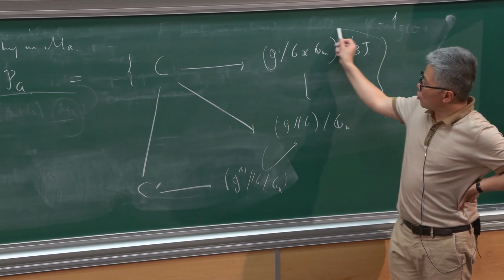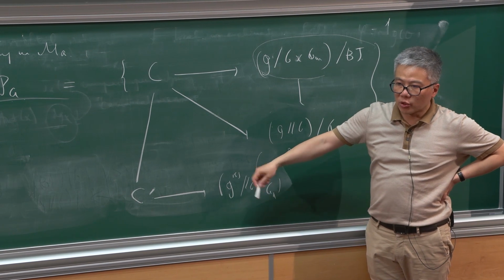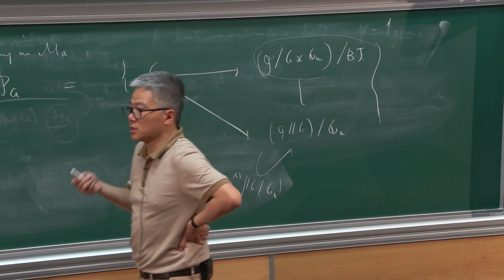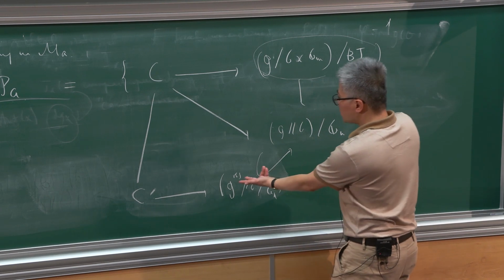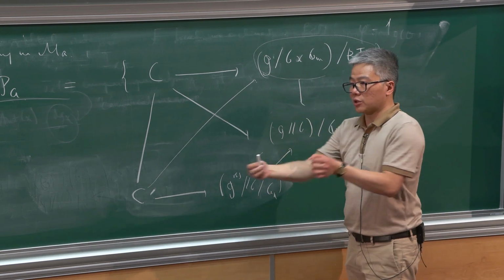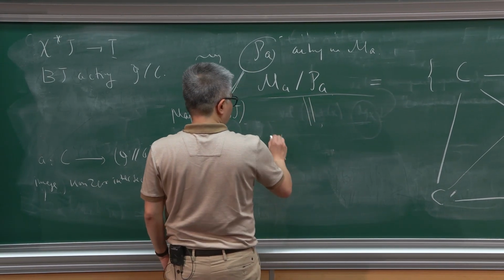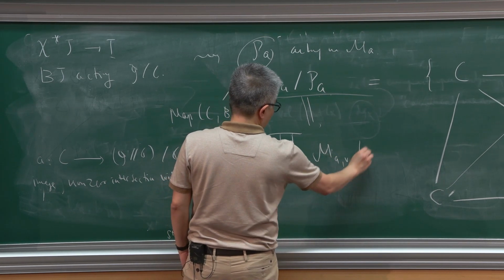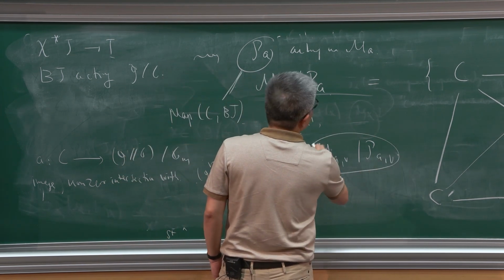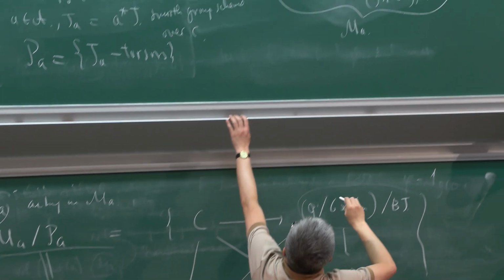But now this complicated stack, as I explained, is actually an isomorphism over this, right? Because over regular semi-simple, there is no singular conjugacy class. So this is an isomorphism. So there is no choice to lift C prime to this, because this is an isomorphism. So all the choices are concentrated on the remaining points, right? So that is why MA becomes isomorphic to MAV mod PAV when V is in C. So this is the same stack as this one.